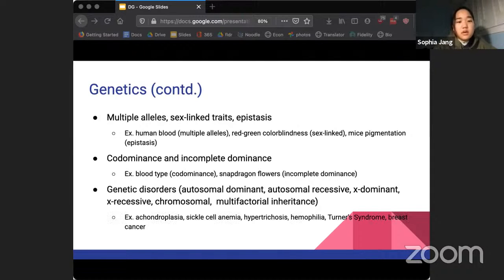And then a lot of exams might ask about genetic disorders, how they're passed down, which could be autosomal, chromosomal, dominant, recessive. And since there's a lot of diseases or conditions they might ask about, we recommend that for these, you put them on your reference sheet. But you should be familiar with some really common ones like hemophilia or sickle cell anemia.